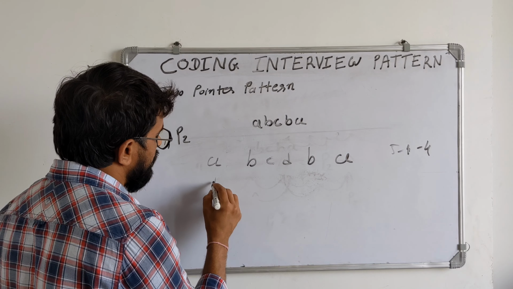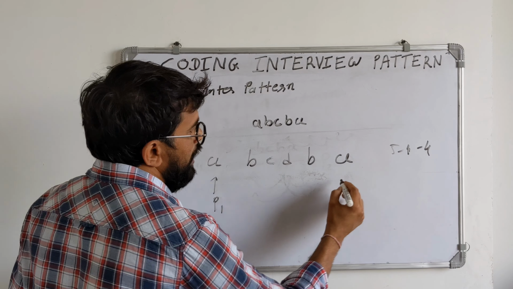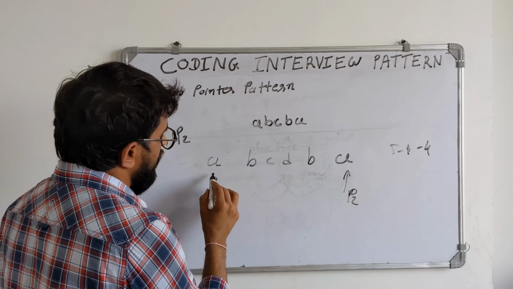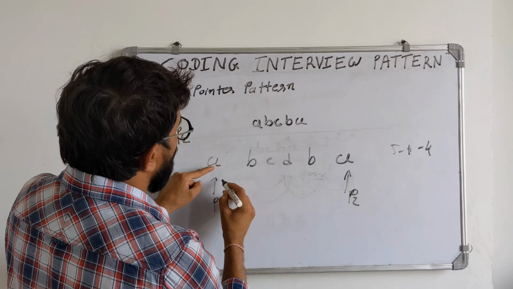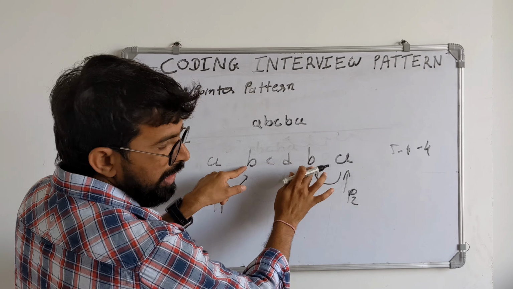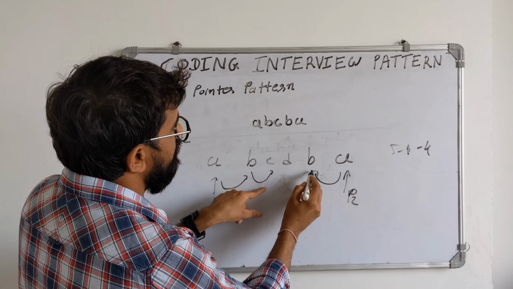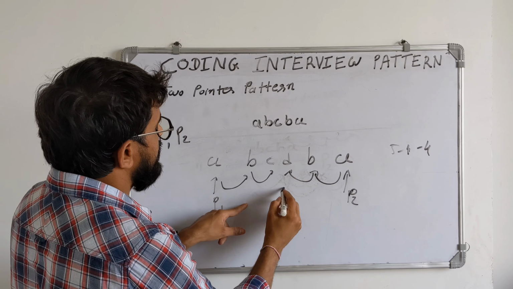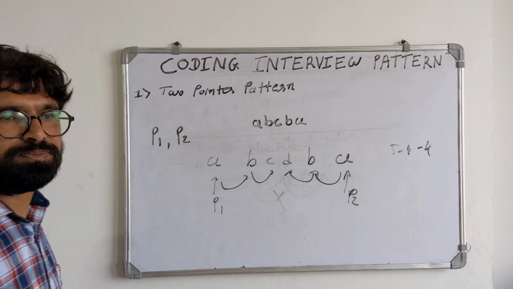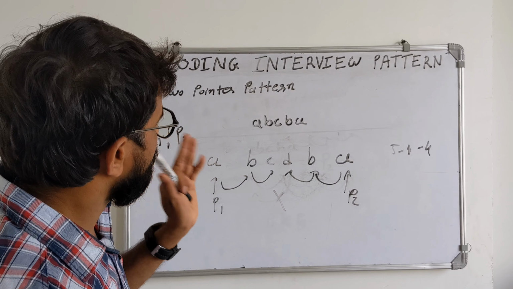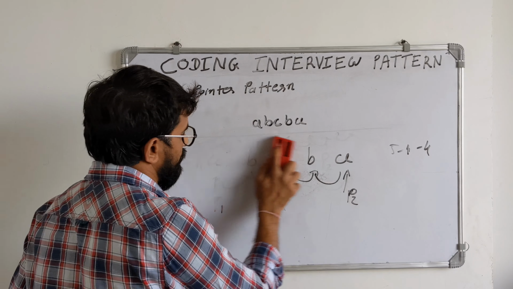If we start with P1 here and P2 here: A, both are the same. We'll move one step ahead, and one step ahead. B, both are the same. We'll move one step ahead, and one step ahead. Now both are not the same, so we will return that this is not a palindrome. This is how simply we can solve this using the two pointers.